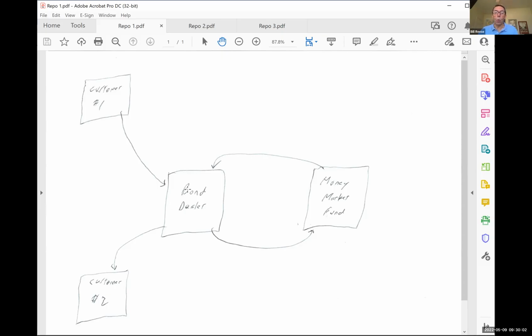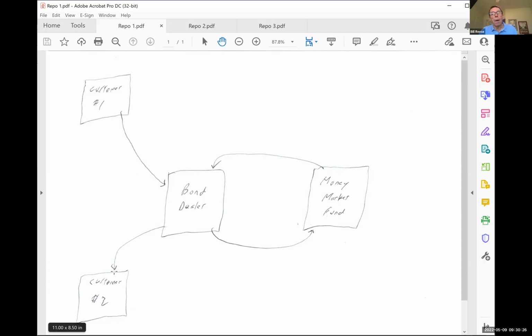And they're going to be holding this bond as collateral during that period of time. So what happens is the bond itself is going to go from the bond dealer to the money market fund. The money market fund is going to be holding it, and then selling it back. That's the repurchase by the bond dealer, selling it back to the bond dealer the next day. The bond dealer then is going to be selling the bond to customer number two.